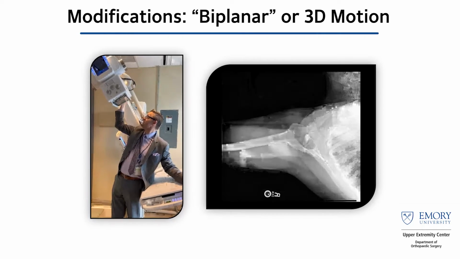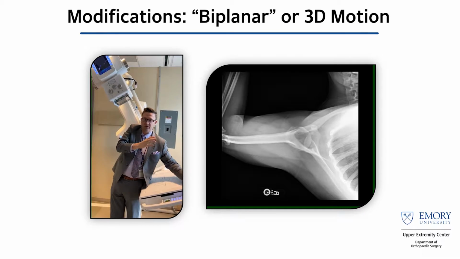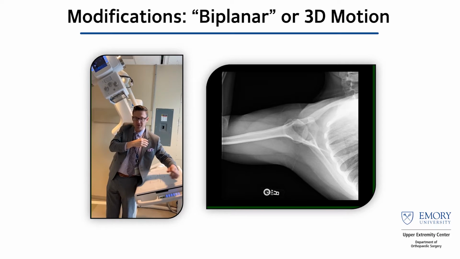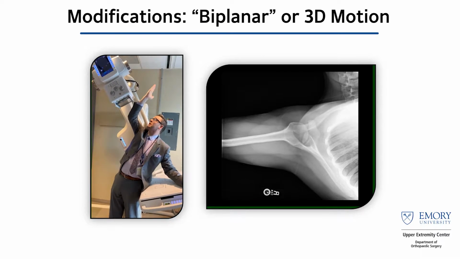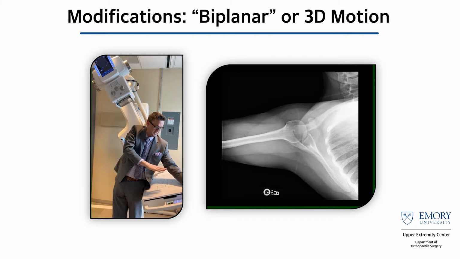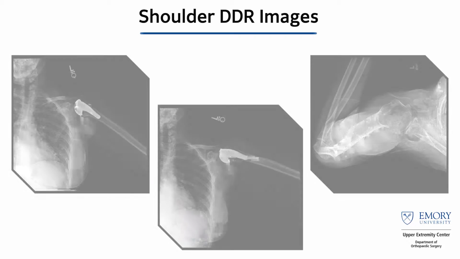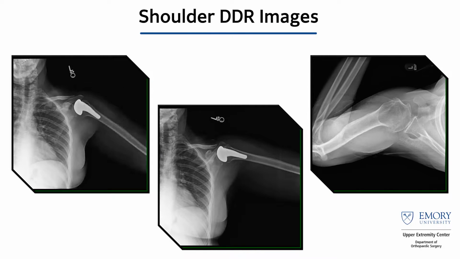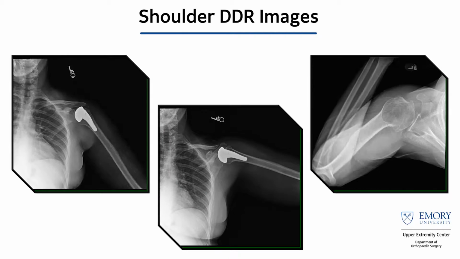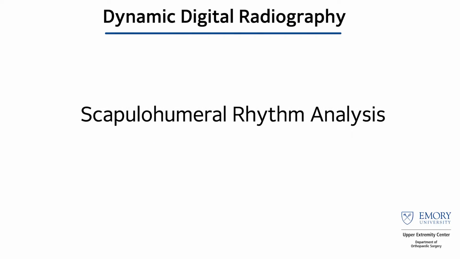One of the more interesting aspects that we've worked a lot on has been the shoulder, and as many of you who treat shoulder pathology know, it's very difficult to assess scapulohumeral rhythm and the interplay between the glenohumeral joint and the scapulothoracic joint. So here, modifying this to be more of a 3D type motion, we started to look into how to actually capture this, how to capture it from an axial view or from a Grashey view. And this idea of scapulohumeral rhythm analysis is really the novel thing that we've brought forth.